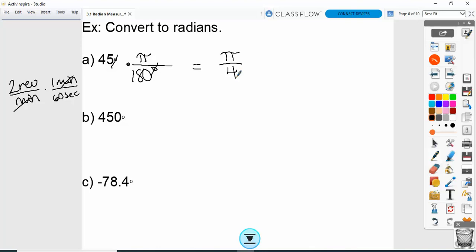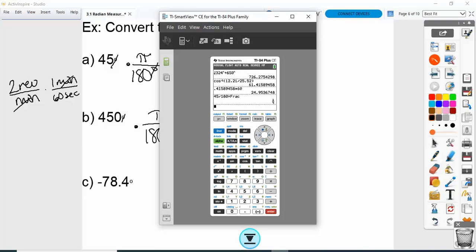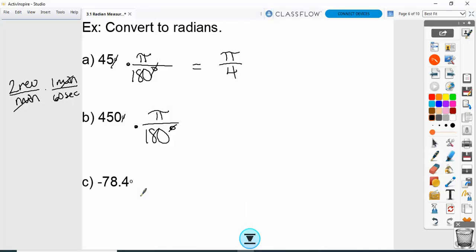If I have 450 degrees and I want to change it into radians, so we multiply by pi over 180. So the degrees cancel. So on your calculator, you're doing 450 divided by 180. And that's 5 over 2. So your answer would be 5 pi over 2 radians.